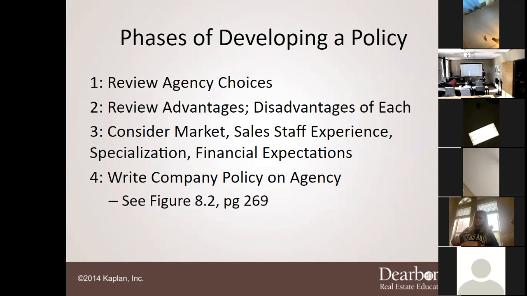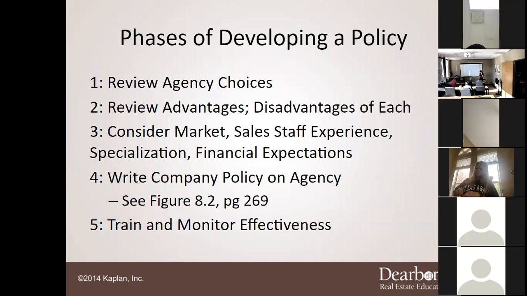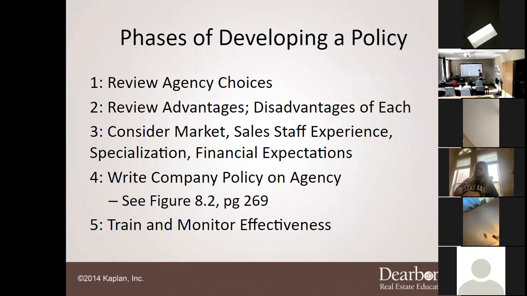There's a figure showing an example of that in your book. And you're also going to want to train and monitor effectiveness. So these are 5 phases if you wanted to develop your own office policy, if you someday wanted to be a broker.